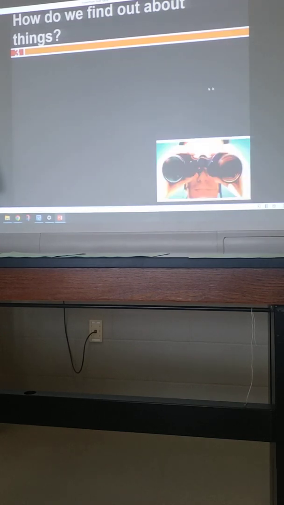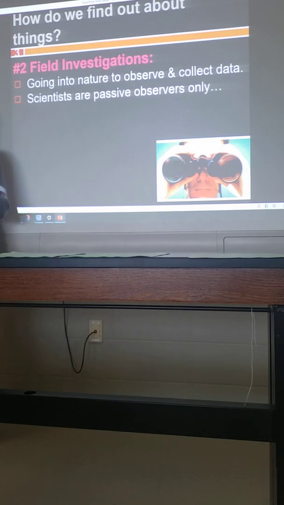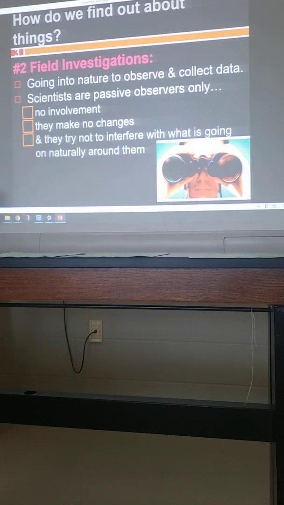Okay. There's another way that people can find out about things, and this is through a field investigation. This is basically just going out in nature and observing things and collecting data. Okay, so it's different because the scientist is only an observer. They are not designing it, they're not setting it up, they're not implementing it. They are just there to observe. So it's like going out into nature and seeing what's going on, taking notes, making observations. They're not having involvement. They're not trying to influence what they're seeing or hearing. They're making no changes. They are just there to watch. Okay? They're not there to interfere.